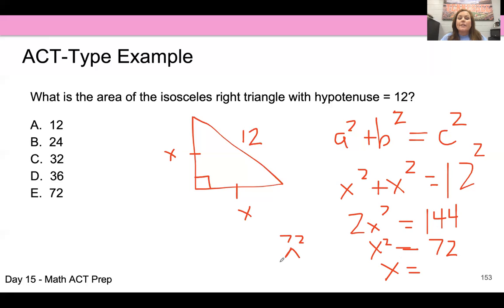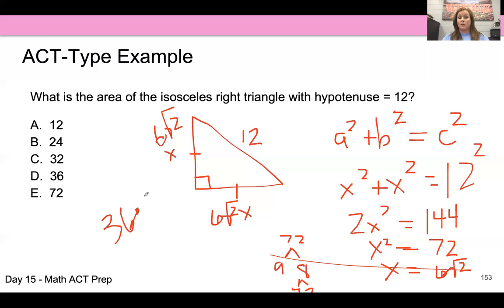The square root of 72, I've got factors of 9 and 8, a factor of 4 and 2. And so I got 3 and 2, I got 6 square root of 2. So each of these sides are 6 square root of 2. But it wants the area. So I do 1/2 base times height. So 6 square root of 2 times 6 square root of 2 is going to give me 36 times 2 divided by 2. Those cancel. I get the answer of 36.